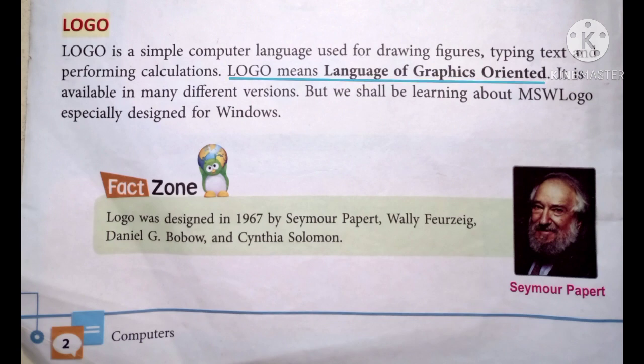Logo means language of graphics oriented. So this is the full form of Logo. It is available in many different versions, but we shall be learning about MSW Logo, especially designed for Windows. Actually, Logo is available in many versions, but according to our syllabus, we will be learning about MSW Logo, which is a Windows version. And the fact zone is, Logo was designed in 1967 by Seymour Papert, Wally Feurzeig, Daniel G. Bobrow and Cynthia Solomon.